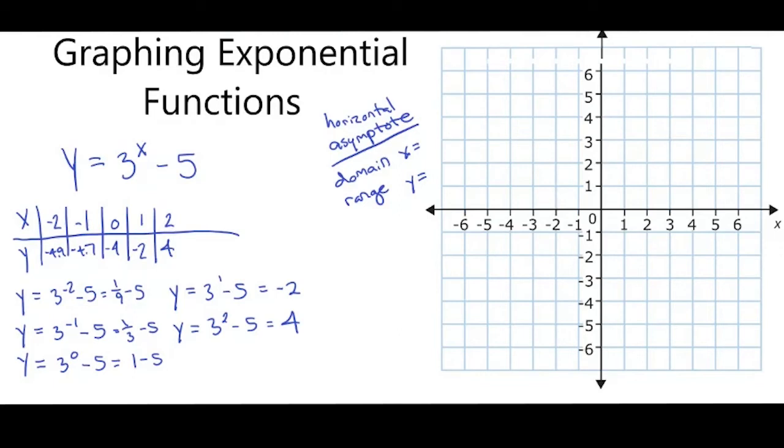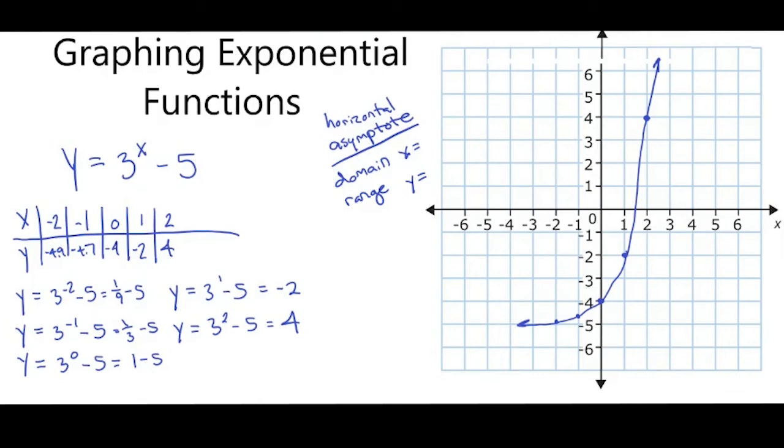Let's graph. So I have -2, -4.9. So that'll go right there. So we have -2, -4.9, barely above the -5. And then I have -1, -4.7. All right, that'll be just below 4.5. And 0, -4. All right, 1, -2, and 2, 4. All right, so now we're going to want to connect all the dots with a curve, and it'll continue on, and we'll put arrows on either end.